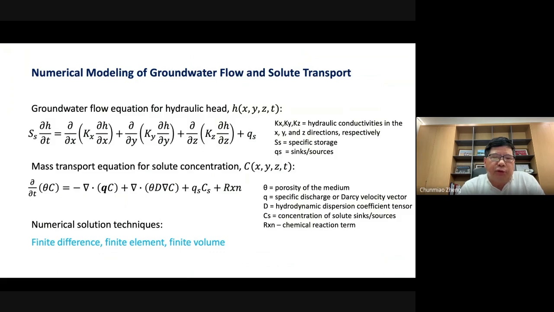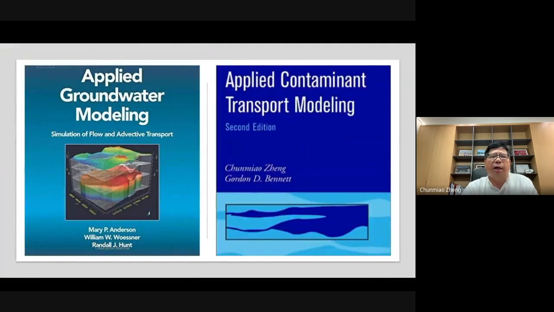And the standard numerical solution techniques are the usual suspects, such as finite difference, finite element, and finite volume. There are other variations of the governing equation to deal with special cases with different types of subsurface media, but those 2 are the most basic equations for groundwater flow and contaminant transport. In my presentation today, I will not go into any details about the solution techniques, but for those of you who are interested in this topic, you can refer to references.